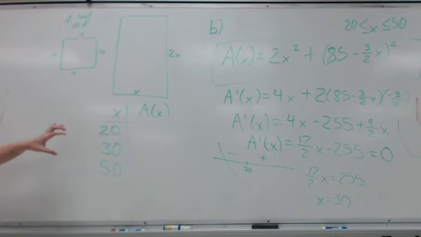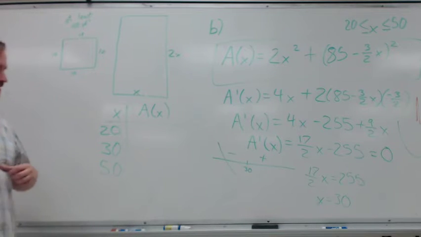Can you tell, looking at this, which one will give us the maximum? 50. Why? Because 20 is negative. 20 better not be negative. Well, I just looked at the slope. It may not be negative, but it's less than. Okay.